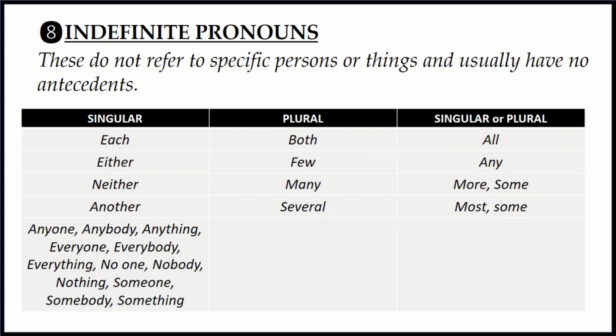You can look at the examples on the screen like each, either, neither, another, anyone, anybody, anything, etc. These are singular indefinite pronouns. Both, few, many, several, these are plural indefinite pronouns. All, any, more, most, and some, that's also right. But these can function as either singular or plural, depending on the context of what you are saying.